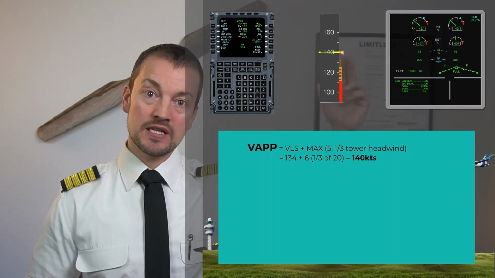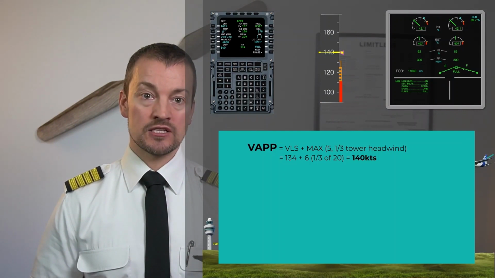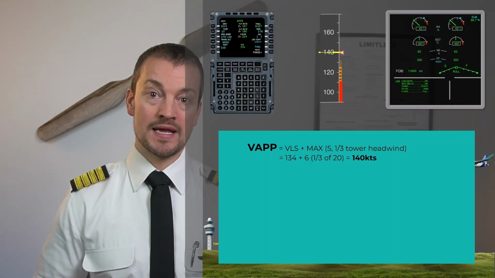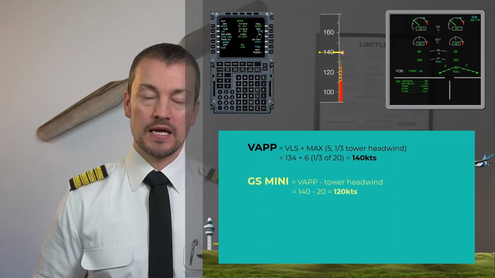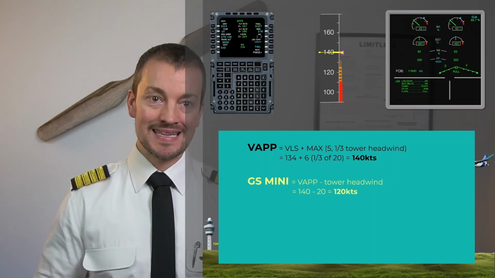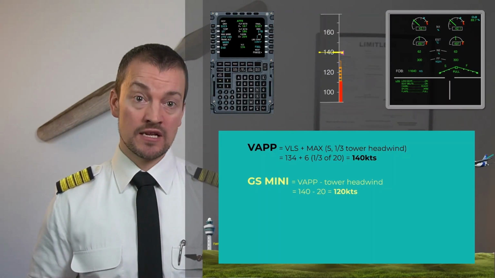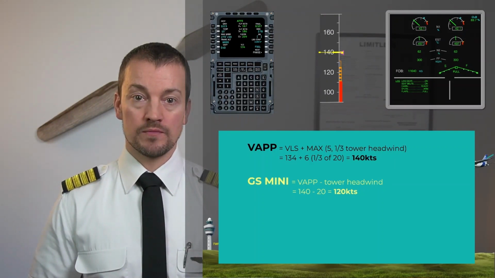That is the target speed here, the magenta target, that the flight management and guidance computer has set. It's also what the auto thrust is now maintaining. The ground speed mini is the minimum ground speed that the aircraft has to maintain in order for it to have a significant or an established margin to the onset of a stall.